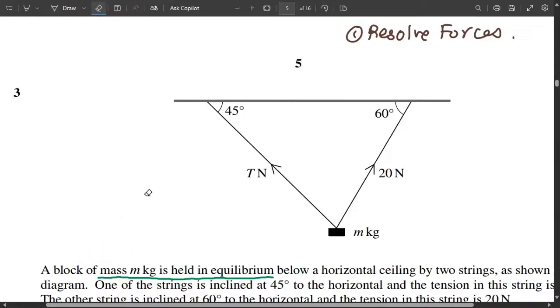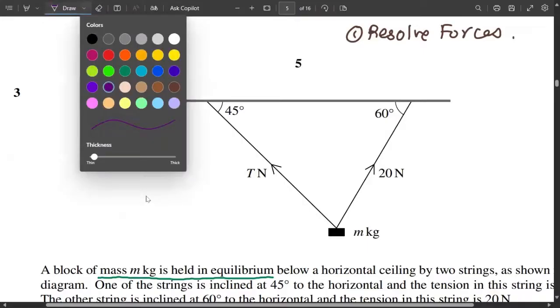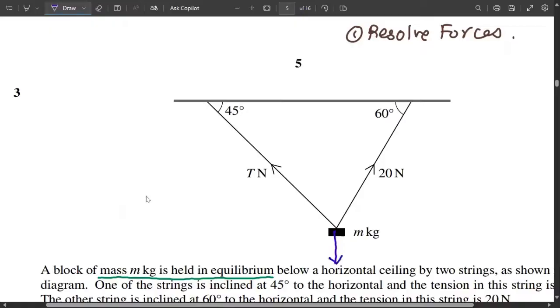Okay, but before resolving, let's just be clear on one detail: the force due to the weight of this mass m kg will be mg Newton. Okay, now that we are clear, let's go ahead. So let's first resolve this 20 Newton force. How will we do that?